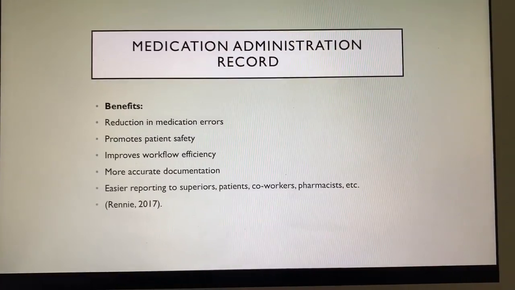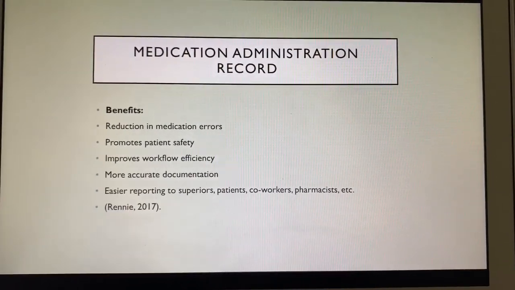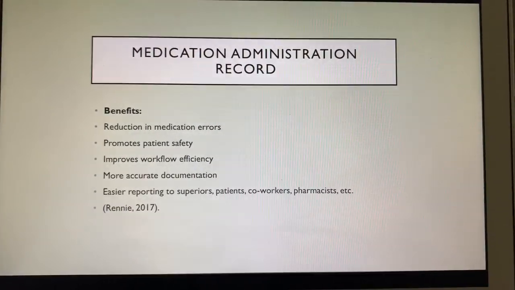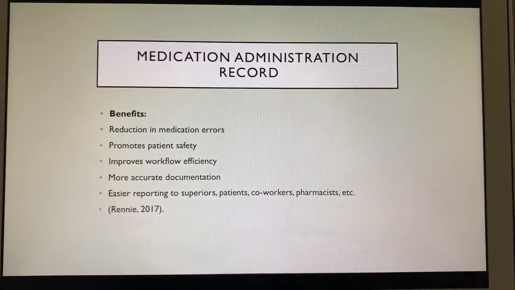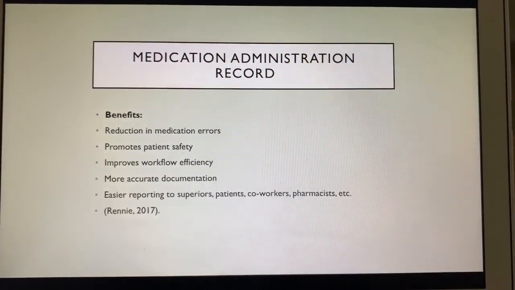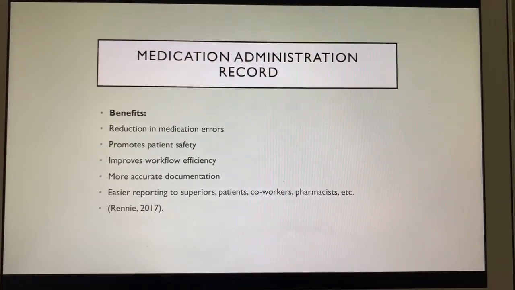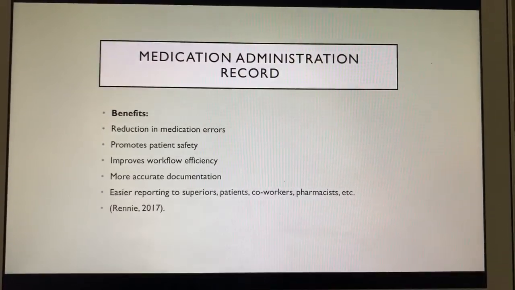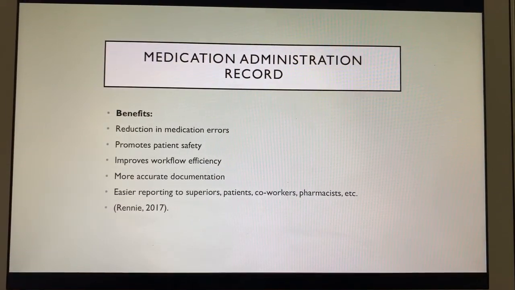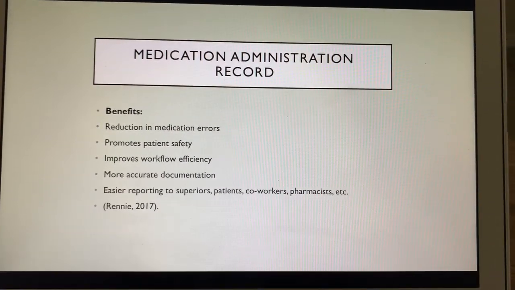So some benefits of the medication administration record. There is a reduction in medication errors. It does promote patient safety. It improves workflow efficiency because nurses are able to spend more time at the bedside with their patient instead of documenting, because the medication administration record decreases documentation time.